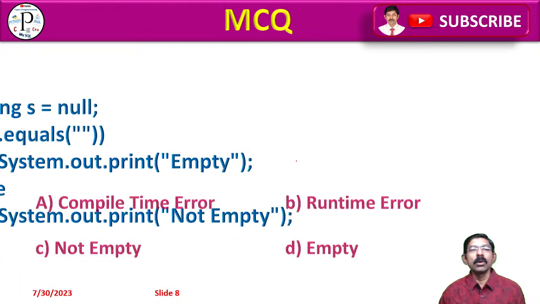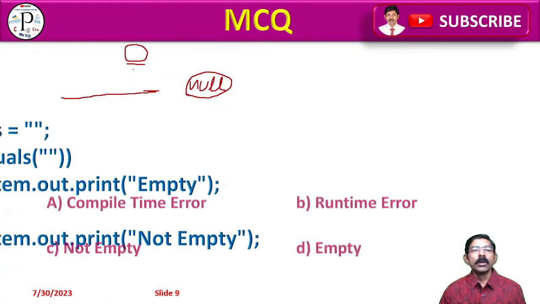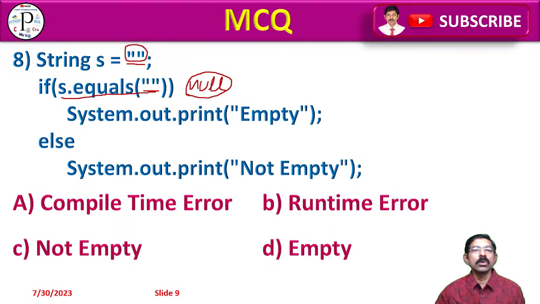It should be null, then only it is going to generate an error. Null means nothing is available. Then it is going to generate an error. But if it is containing double quotes, it is not going to generate any error. Got it?